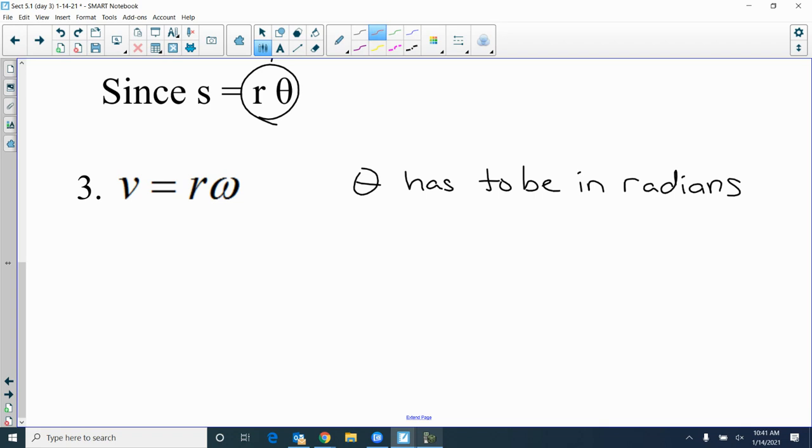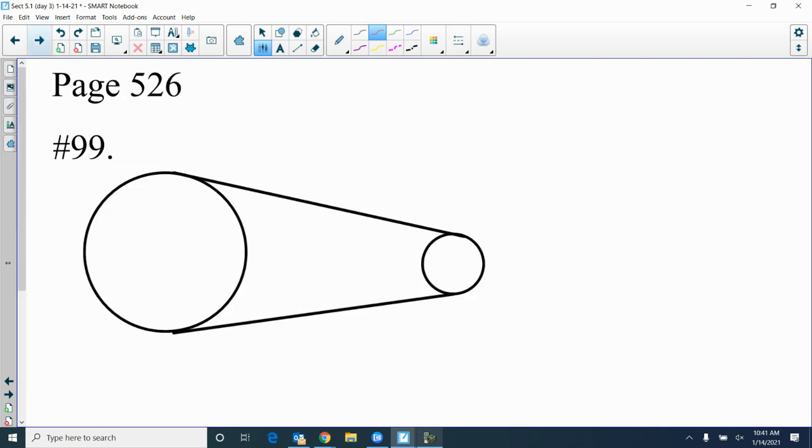Now this formula can make some problems that look difficult really easy. But you can also solve those problems other ways without using that formula. It's just a very convenient formula if you recognize when to use it. To be honest though, I'd say only about 30% of the time do people recognize that they can use it. So you have to have other ways to go about it. All right, so velocity equals r times omega. All right, we're going to do one problem out of your book here together. So page 526, take a look at number 99.